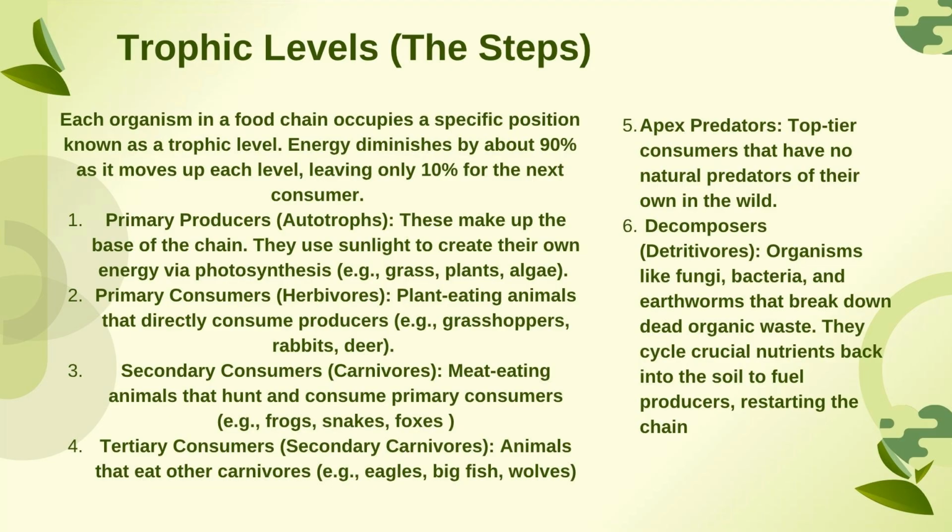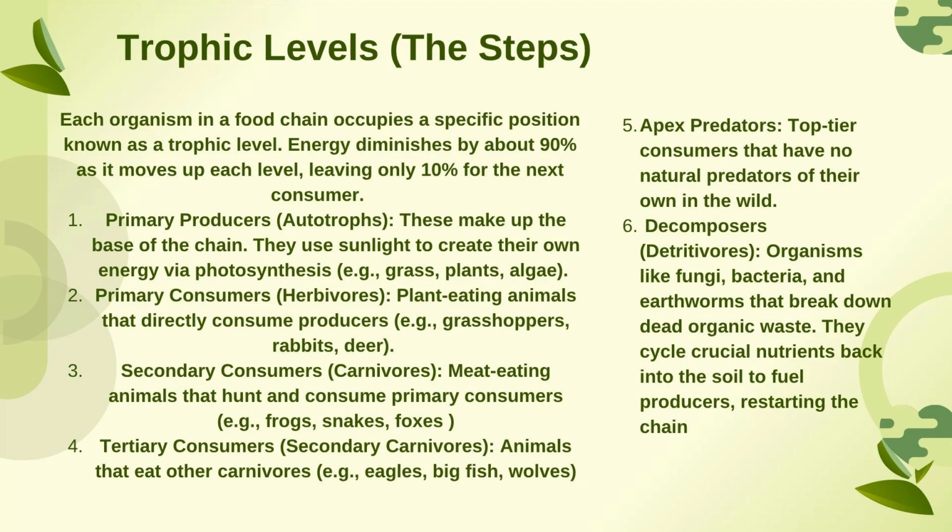Primary consumers are herbivores. They eat the plant-eating animals that directly consume the producers, that is grasshopper, rabbit, deer, all those. Next is the secondary consumer, that is carnivores, which are meat-eating animals. They hunt and consume the primary consumers, like frogs, snakes and foxes.